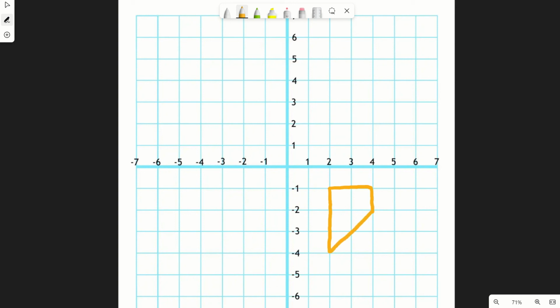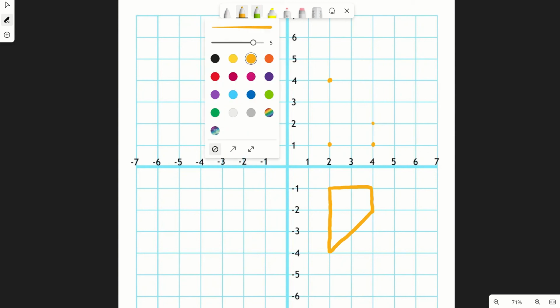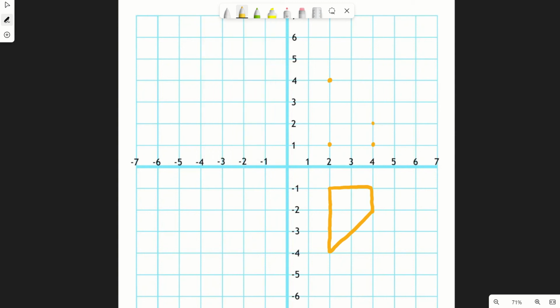Here's my shape that I want to reflect. And I want to reflect up to here, up to here, up to here, up to here. And let's make this a little different of a color so we know it's our reflection. Okay, and here's our reflection. What do we notice about our sides? Our side lengths, our angles, our parallel lines. We got parallel lines side to side, parallel lines side to side.